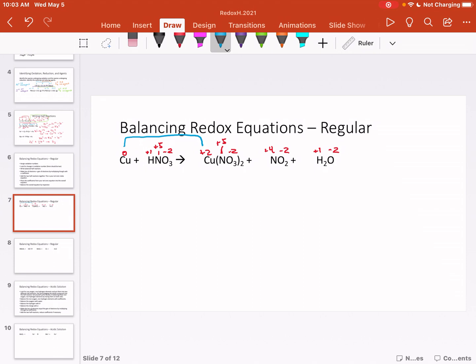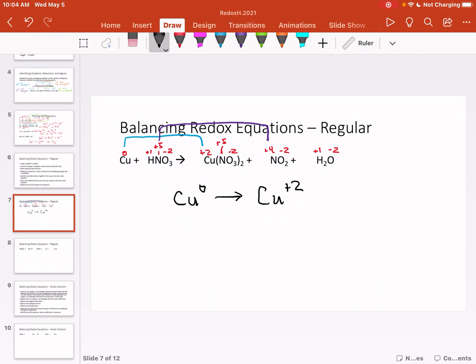We also need to find something that is reduced, something whose charge goes down, and that would be our nitrogen here. Nitrogen goes from +5 down to +4. Notice I put those brackets in there. Those brackets help me a lot because they enable me to craft my half reactions pretty quickly. If I simply copy the tips of my brackets, copper 0, copper +2, I immediately have my half reaction crafted.